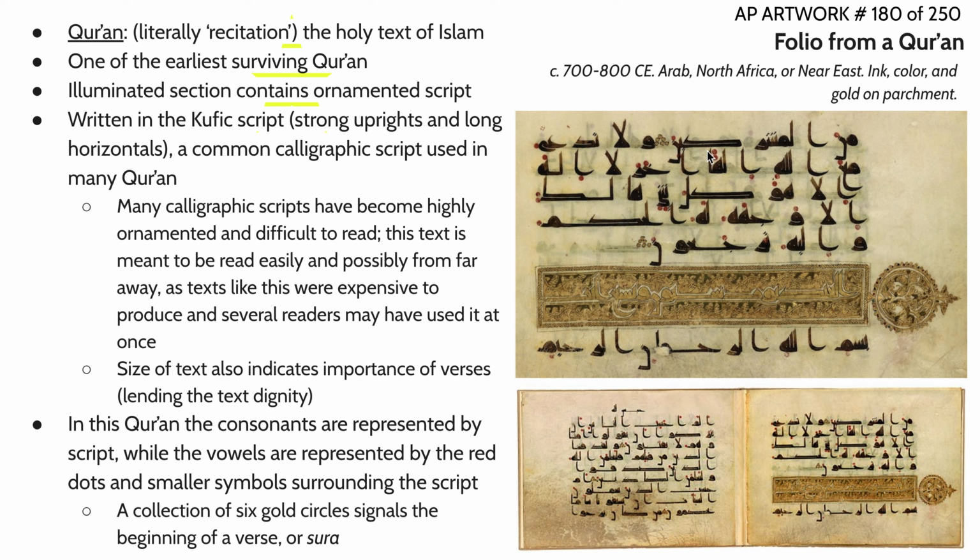So this particular Quran is one of the earliest known surviving examples of this kind of manuscript. You can notice by the date that it is relatively early. Muhammad is active around 622 CE into the middle part of the 7th century CE. So this is a relatively early iteration of this kind of manuscript.